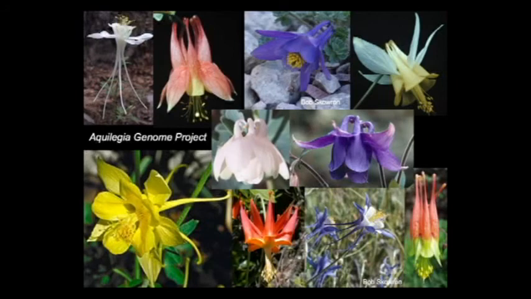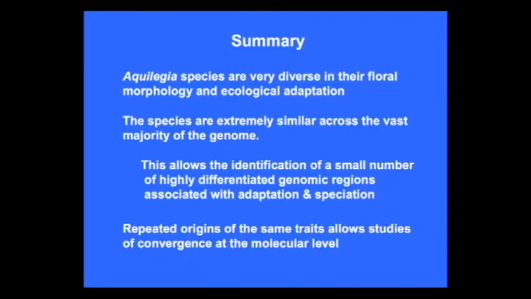So again, we've got this incredible diversity, floral diversity and ecological diversity. The species are just really diverse. They're extremely similar, though, across the vast majority of the genome. And this is going to allow us to identify these highly differentiated regions that are apt genes that are important in species differentiation. And the repeated origins of the same traits allow us to study convergence, as I have shown you with flower color.